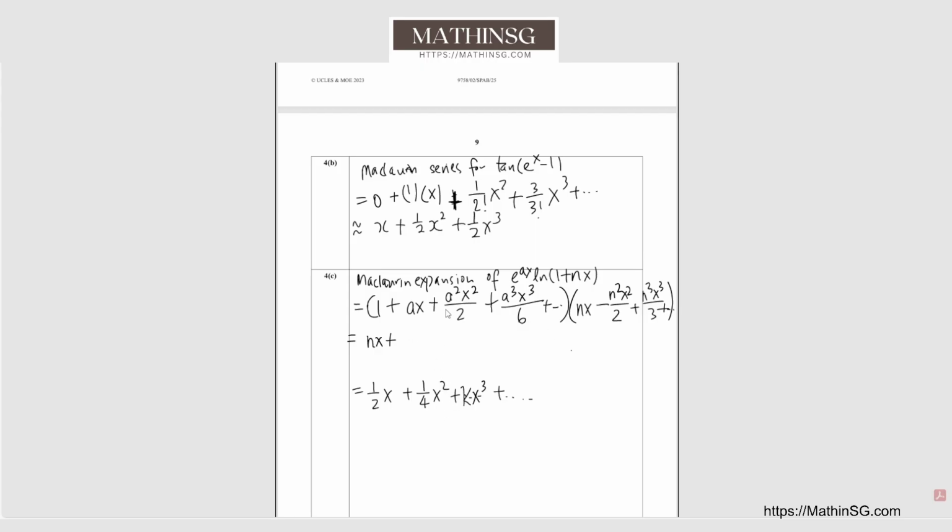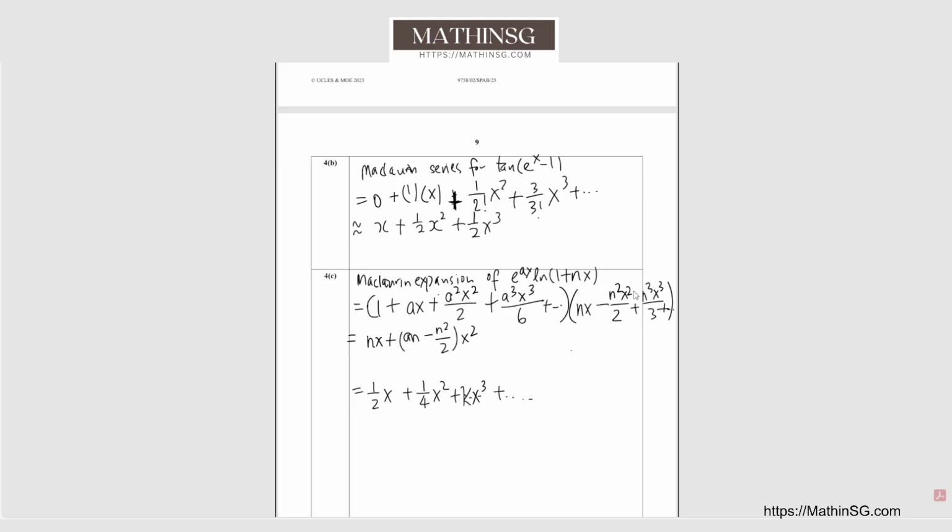Next, I need terms containing x squared. In order to obtain terms containing x squared, when I expand this expression, I would need to take ax times nx, so that gives me anx squared. And also, when I take negative n squared x squared over 2 times 1. I'll put the x squared outside because both of them have x squared.